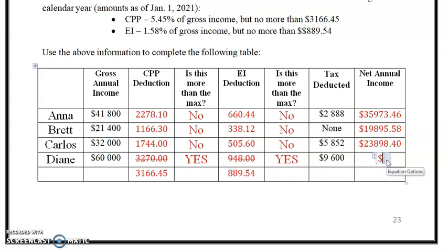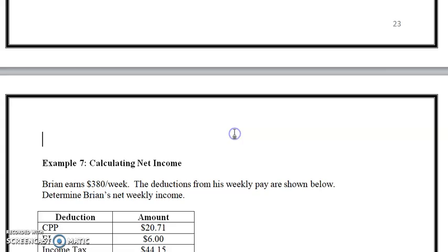So we have 60,000 minus the max 3166.45 minus the max 889.54 minus the income tax deducted 9,600 for a total net of $46,344.01. And yes, this is reality, folks. You make 60,000, you take home 46,000. Yes, this is the reality. All right.